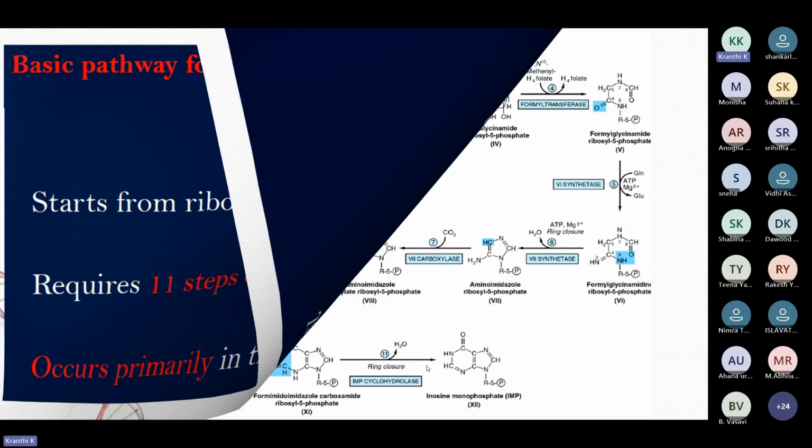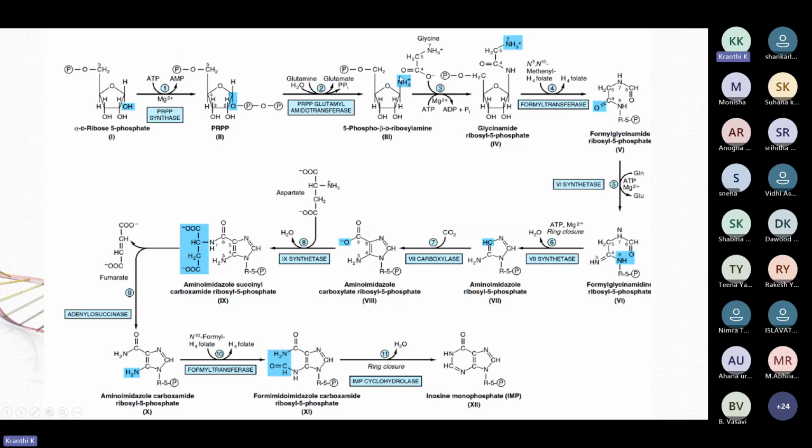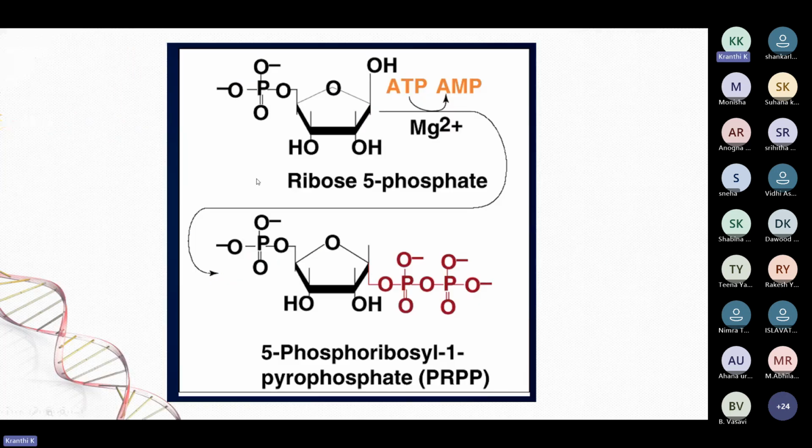Now, this is the complete pathway. You can see there are 11 steps. I'll be explaining step by step. First, this is the sugar. It's a pentose sugar, ribose. Here we have OH, so it is ribose. Ribose 5-phosphate means at the fifth position it is linked with the phosphate. That is the reason it's called ribose 5-phosphate.